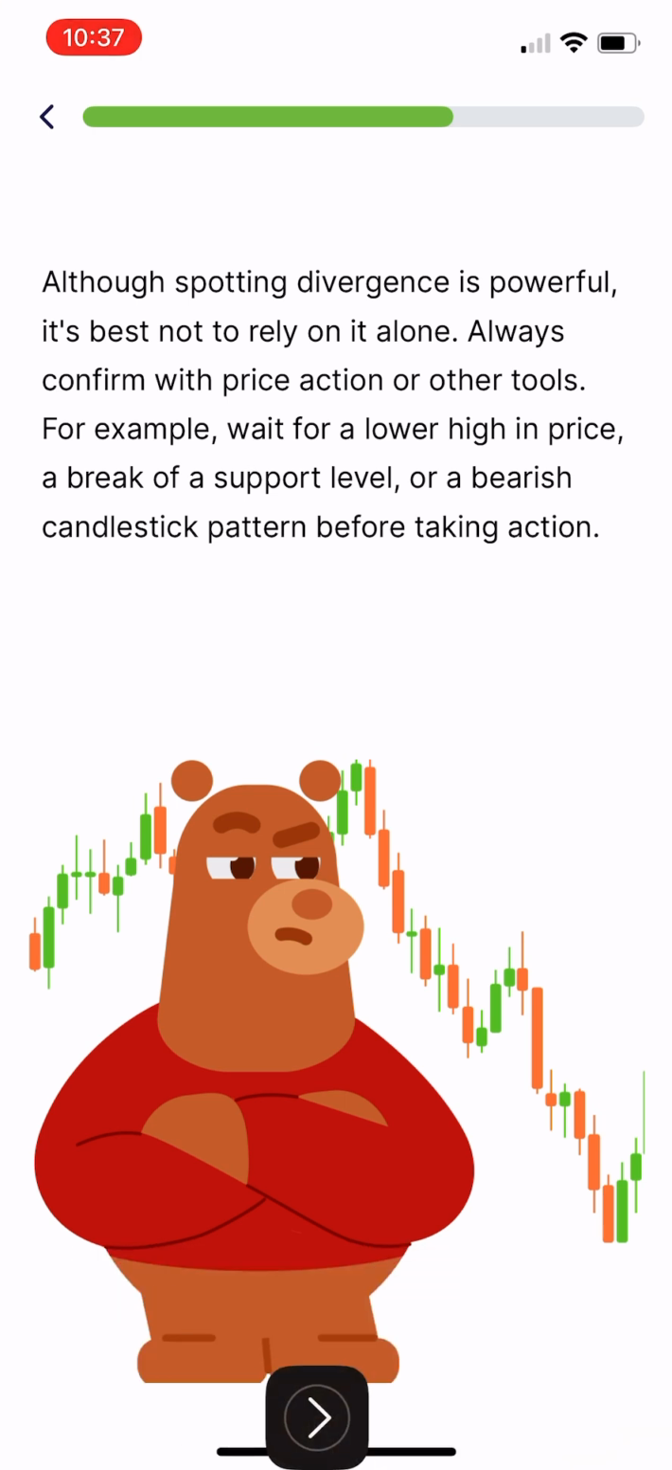Although spotting divergence is powerful, it's best not to rely on it alone. Always confirm with price action or other tools. For example, wait for a lower high in price, a break of a support level, or a bearish candlestick pattern before taking action.